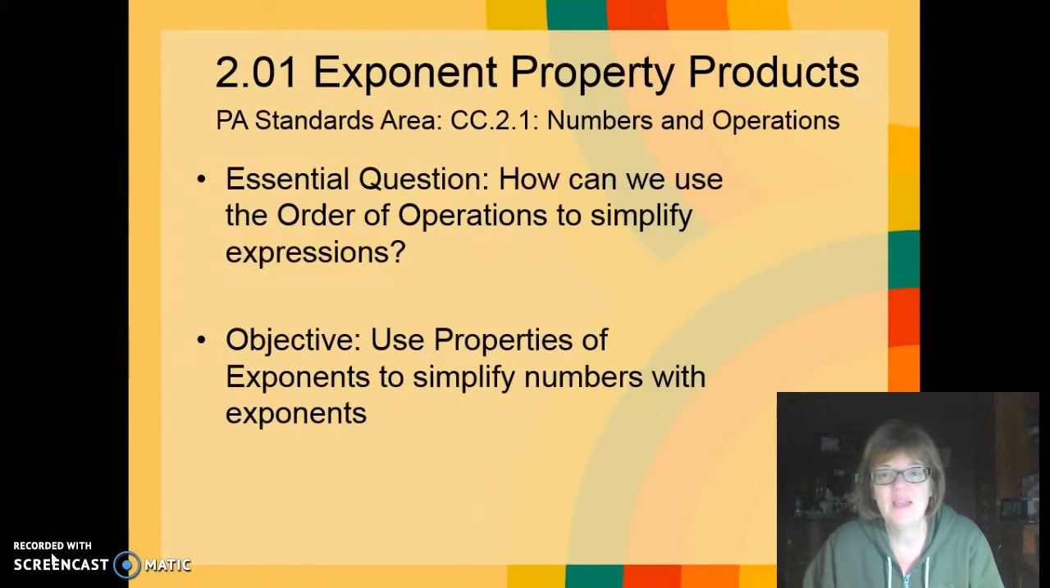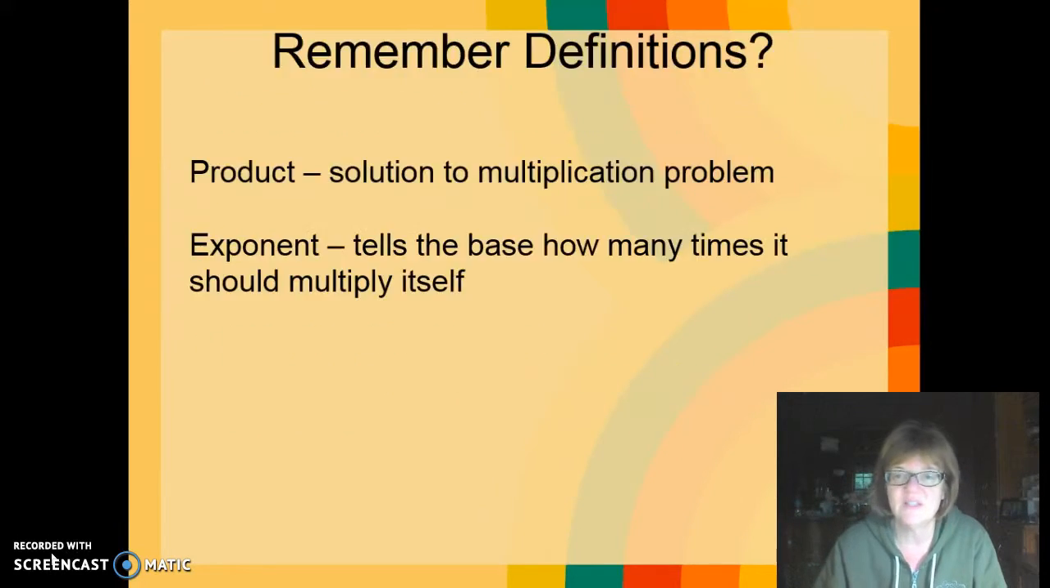I want you to start being able to solve equations. So that's why we're working so hard at some of these very basics. Today we're doing something called the exponent property of products. There's a bunch of different exponent properties and rules for exponents. They're not hard, but if you don't know them, they seem hard. Our essential question is, how can we use the order of operations to simplify expressions? Part of that is using the properties of exponents to simplify numbers with exponents. So let's see what I'm talking about.